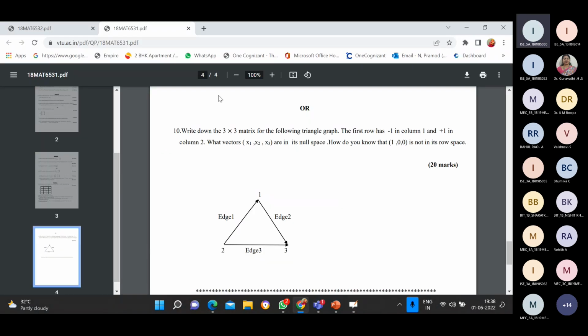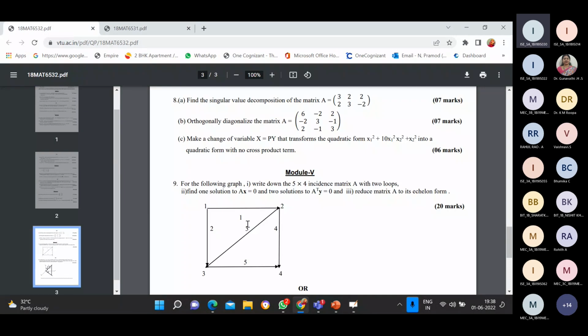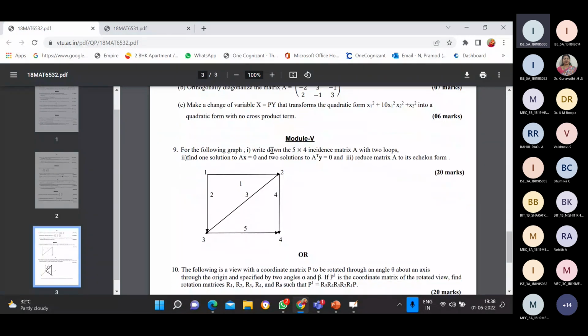This problem was in model paper 1. For the following graph, write down the 5 cross 4 incidence matrix A with 2 loops. Find one solution to AX equal to 0, that is the null space. Two solutions to A transpose, the left null space, and we have to reduce the matrix A, that is the incidence matrix, to echelon form. So this problem we'll solve now.